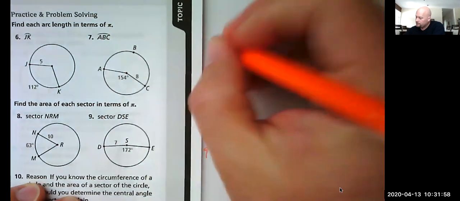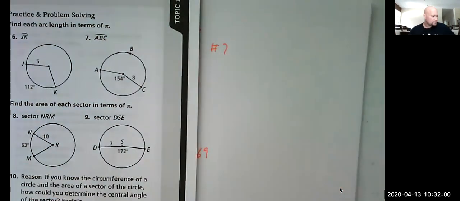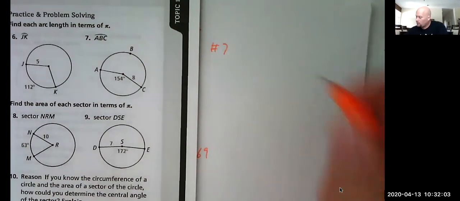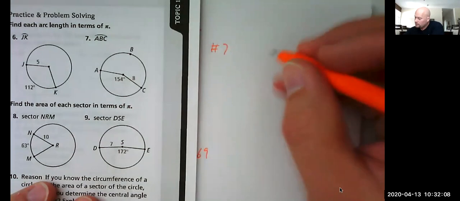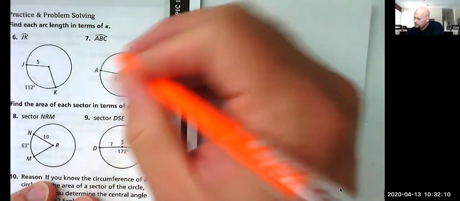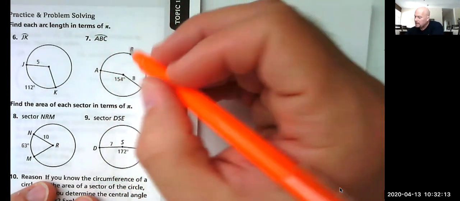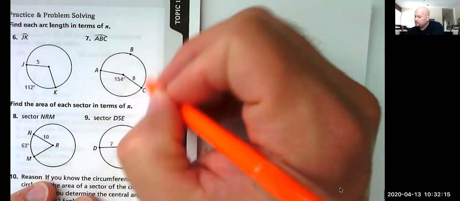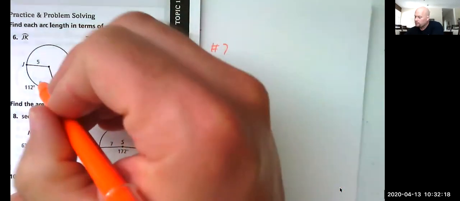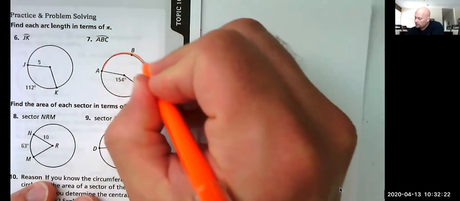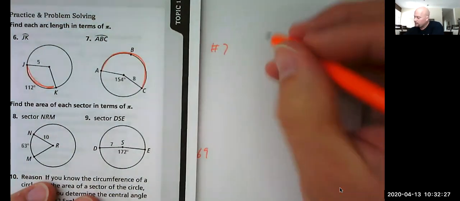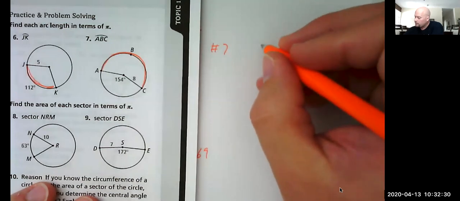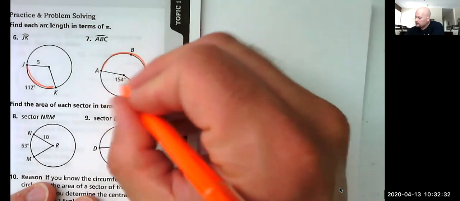So on number 7, we have arc ABC is the one that they want us to find. And notice they used ABC and not just AC because this time they're talking about this major arc. On the last one, they only used 2 letters because it was talking about a minor arc. So now we're looking at this arc here, whereas that one, we were just looking at this piece. So for number 7, same formula. So we're going to plug it in, but this is the smaller side.